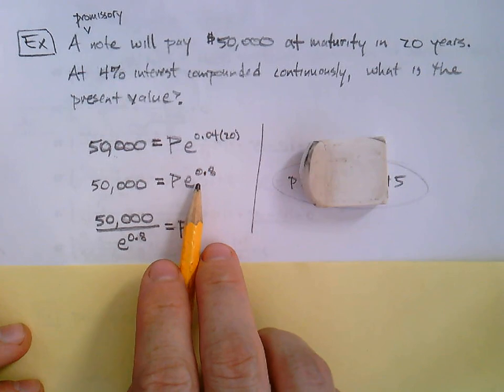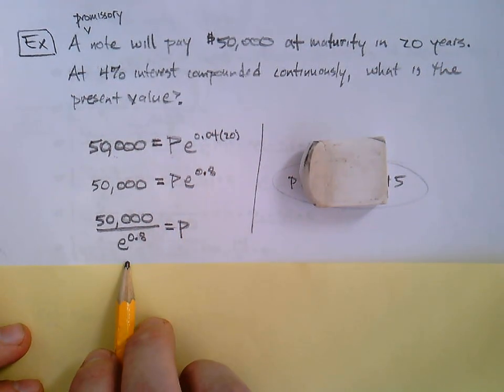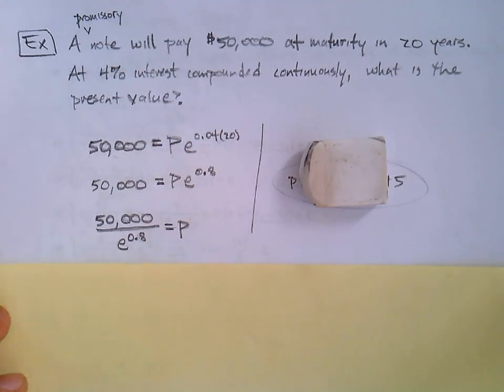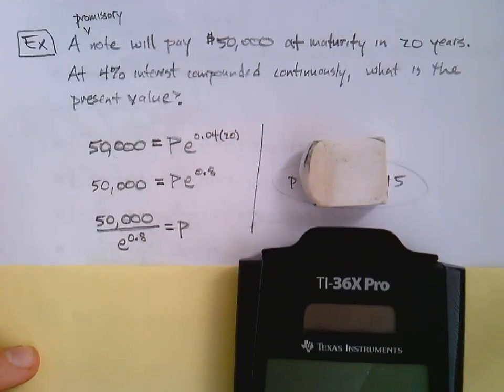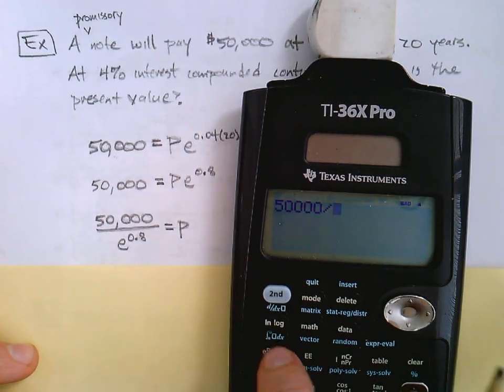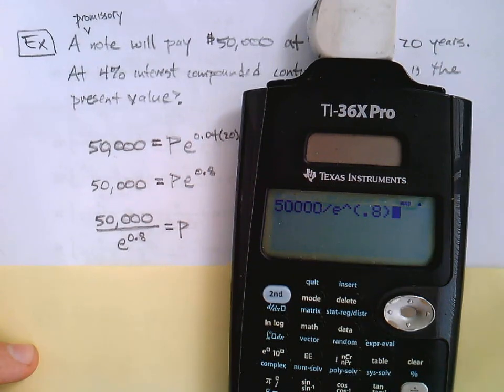So I'm just going to divide by e to the 0.8 like this, and then I'm just going to put that in my calculator exactly the way it appears. And why don't I just go ahead and do that? 50,000 divided by, there's my e button, to the 0.8, and I've got it.